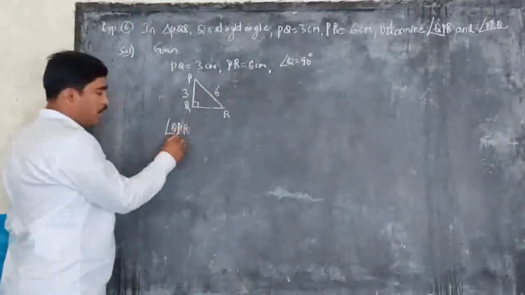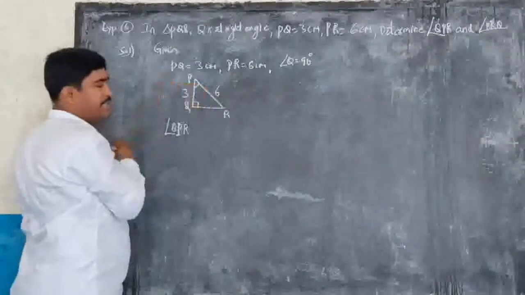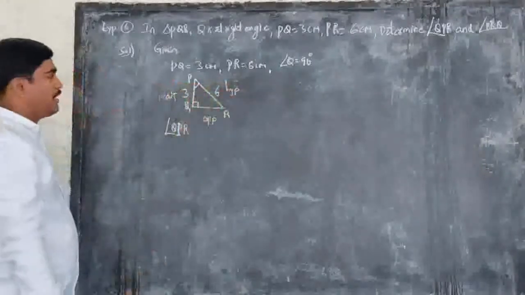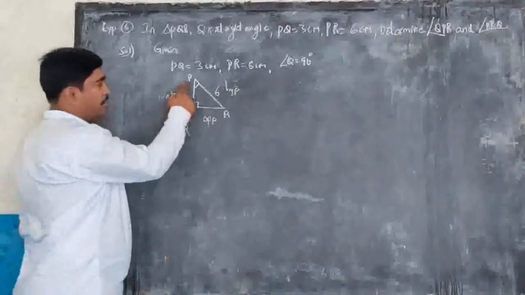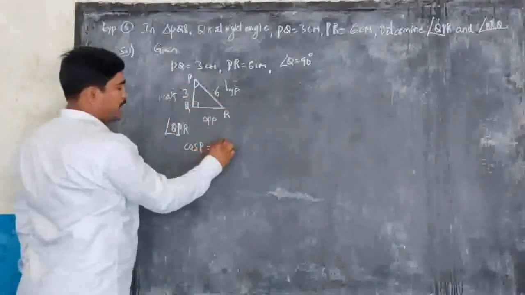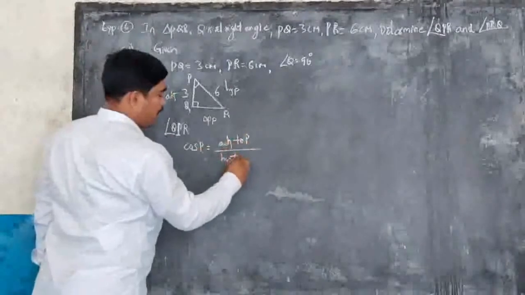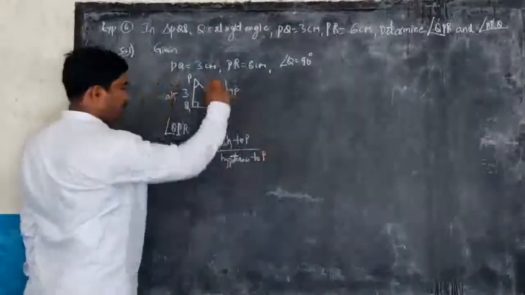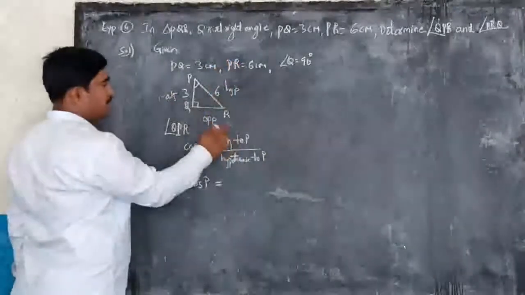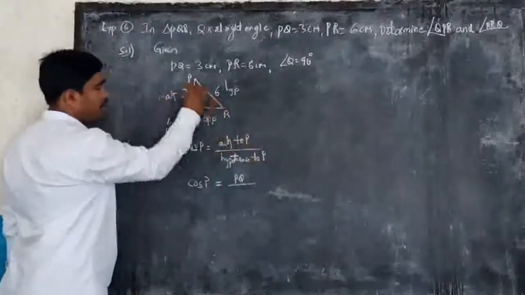Now this indicates that the angle is at P, so I will consider the angle at P. If the angle is at P, then QR becomes the opposite side, PQ becomes the adjacent, and PR becomes the hypotenuse. Now we have to find the angle here. If you observe opposite, adjacent, hypotenuse, adjacent is given, so for cos, cos P is nothing but adjacent to P by hypotenuse to P, which is PQ by PR.